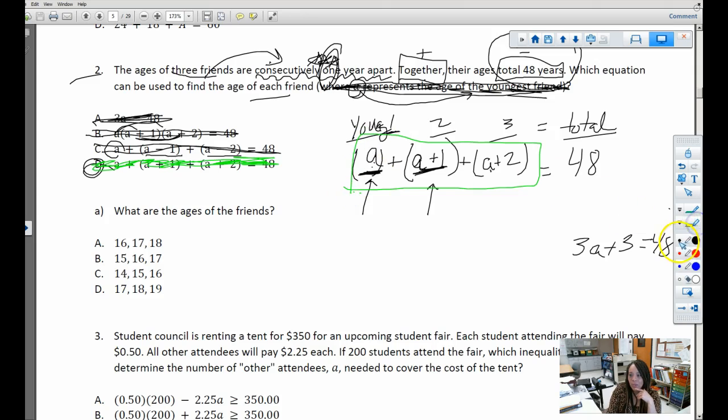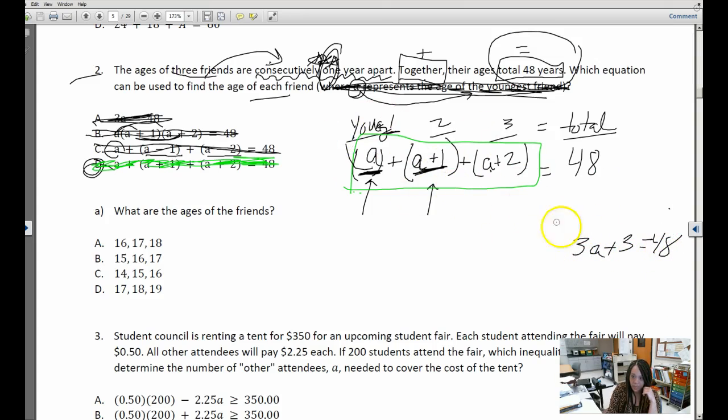So what if it asks you to extend out and answer that problem? Let's go ahead and answer that problem. How could we solve this? Well, I had 3A plus 3 is 48. I got that again because I added those A's together, added the 1 and the 2 together, kept the minus, equals 48.